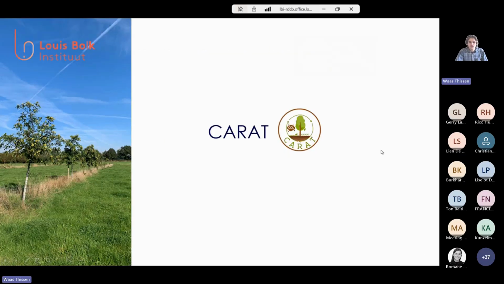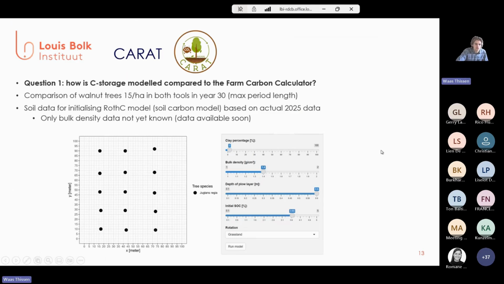Then on to sHL. So the question: how is carbon storage modeled compared to the farm carbon calculator?